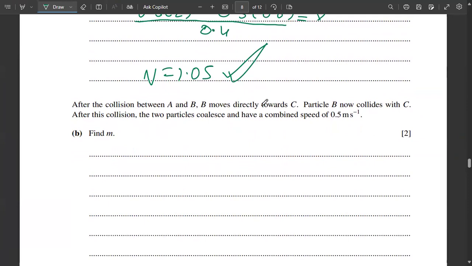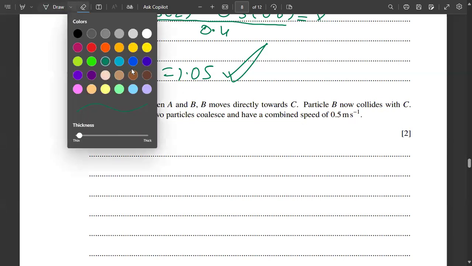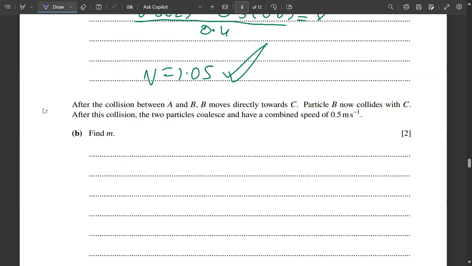Next, after the collision between A and B, B moves directly towards C. The particle B now collides with C. After this collision, the two particles coalesce and have a combined speed of 0.5 meters per second. So let me tell you what this is telling. Earlier we had the three balls, A, B, C. A went to B, then A and B collided, right?